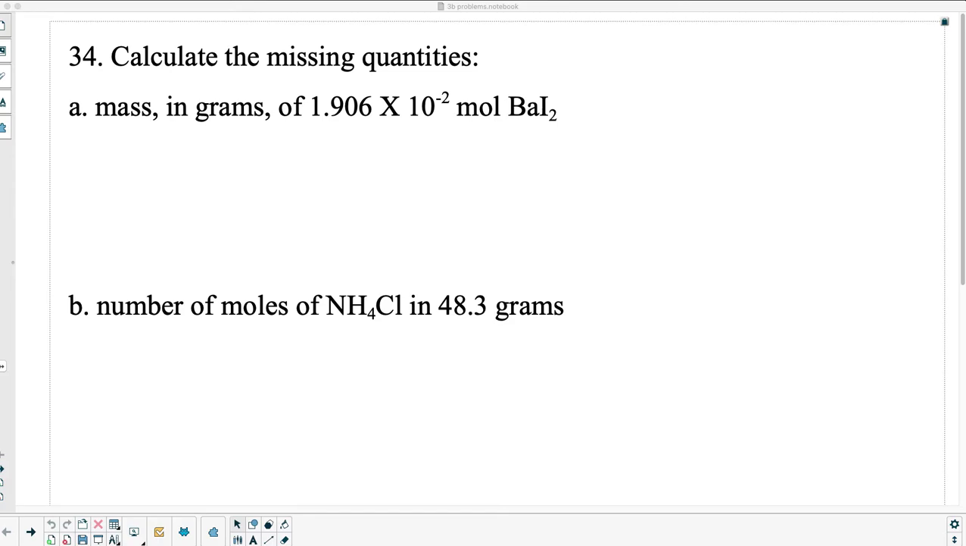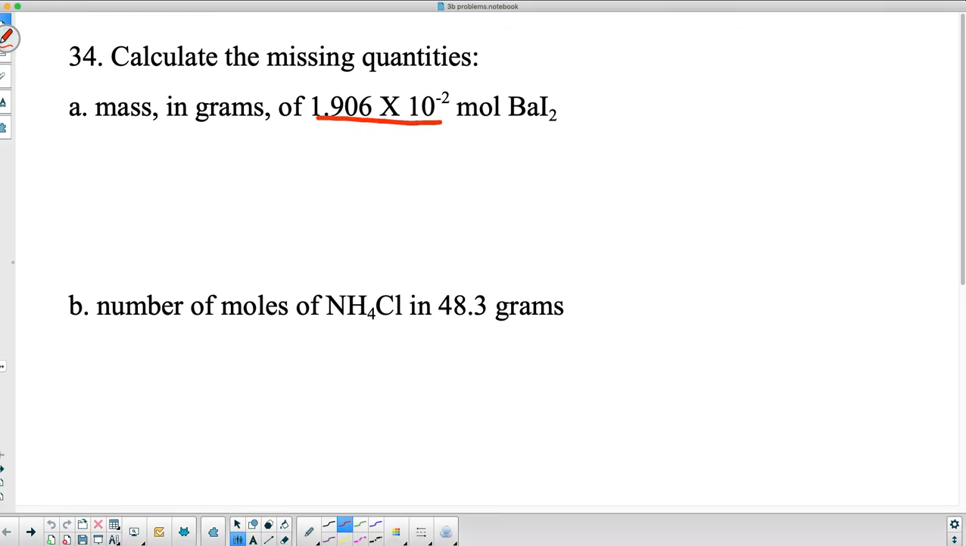Yes, this is the 3B problem set. Let's take a look at the first two problems and see if we can figure these out. Calculate the missing quantity. It says mass in grams of this number of moles, which is nice. Then we have that. So I put all of this over 1, like I've done for all of these problems. I hope this is not a mystery and that you've seen this kind of thing before.